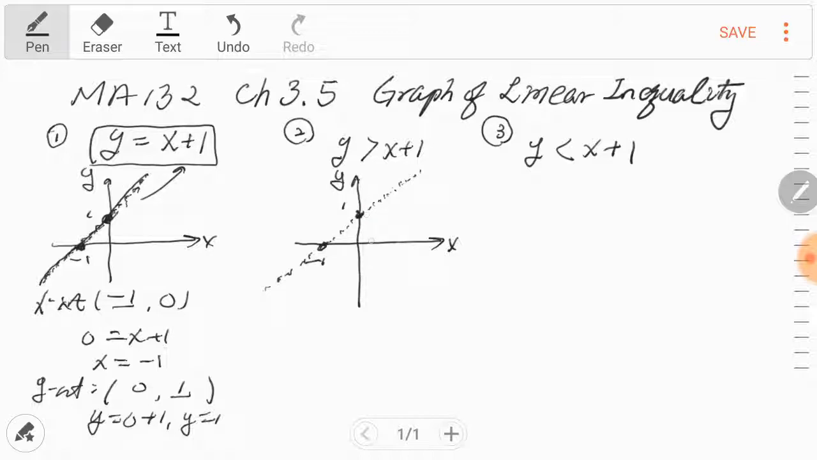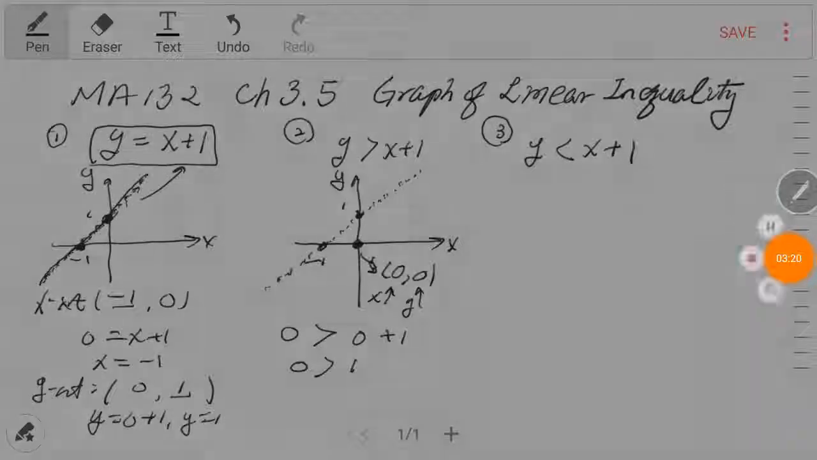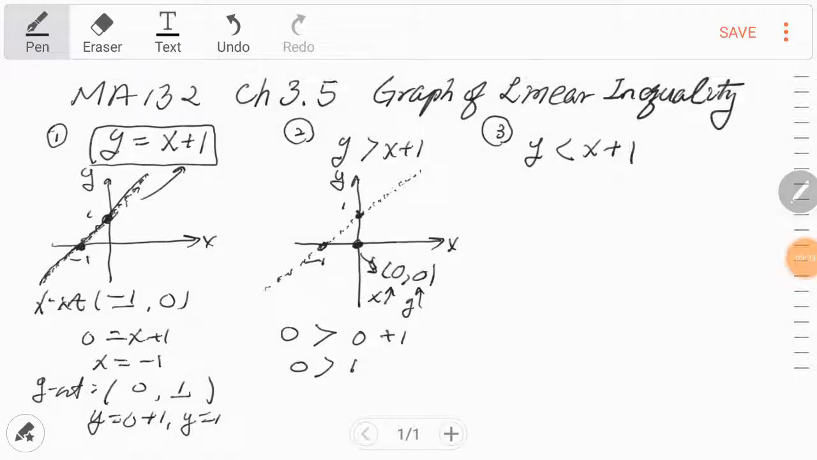One way is to select any point not on the line. Let's try the origin, which is not on the line. X equals 0, y equals 0. Plug in these two values, y equals 0 and x equals 0. Then this gives us 0 greater than 1. Is 0 greater than 1? This is false. This inequality is false.